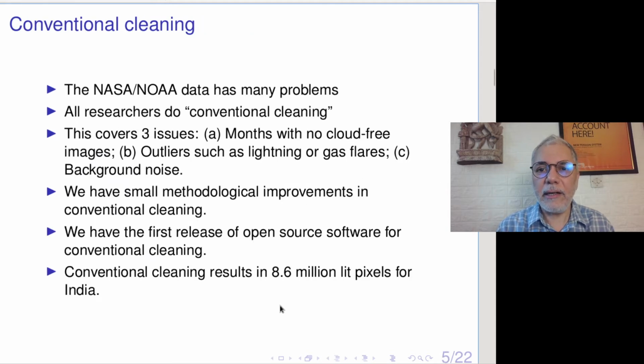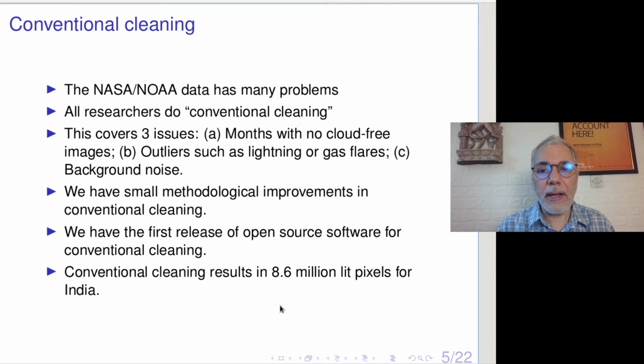So let's get started with this data. The first stage that everybody has to do is called conventional cleaning. There are three well-known problems in this field. The first is, what do you do in a month where there are no cloud-free images? The second is that there are certain pixels in which there is lightning or there is a gas flare, and those are just outliers. And the third is there is a problem of background noise. Even in pixels which are forest or fields, there is background noise that is coming through.